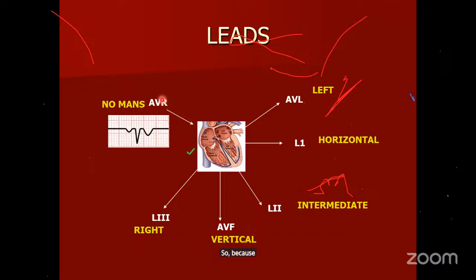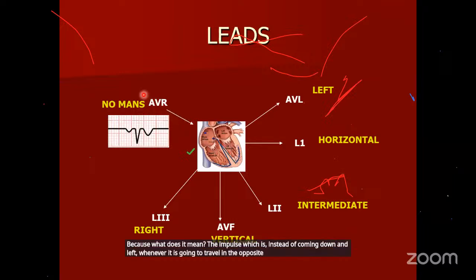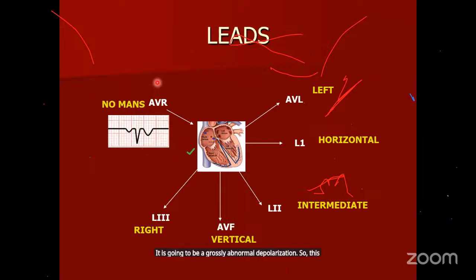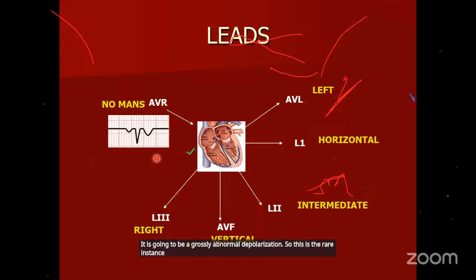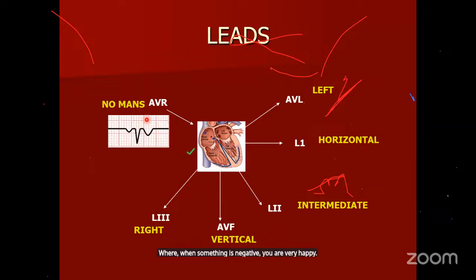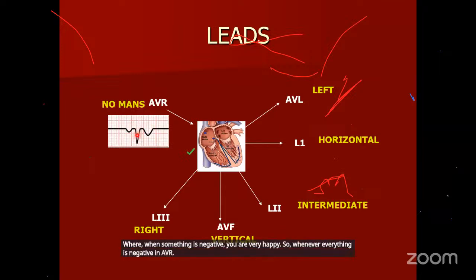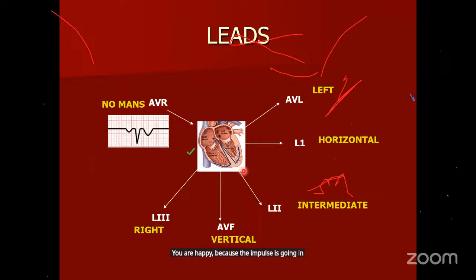Because everybody is running away from AVR, it is called no man's land. So whenever the P wave is positive in AVR, or the QRS is positive in AVR, you must be terribly worried. Because what does it mean? Instead of coming down and left, the impulse is travelling in the opposite direction towards AVR, which is a grossly abnormal depolarization. This is a very rare event in your life where when something is negative, you are very happy. Whenever everything is negative in AVR, you are happy because the impulse is going in the right direction.